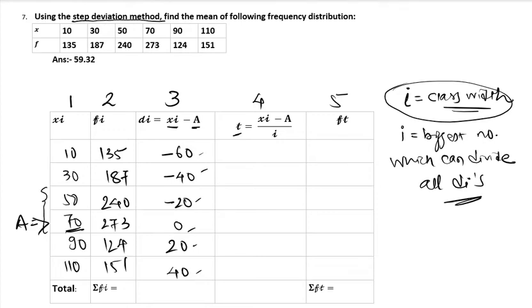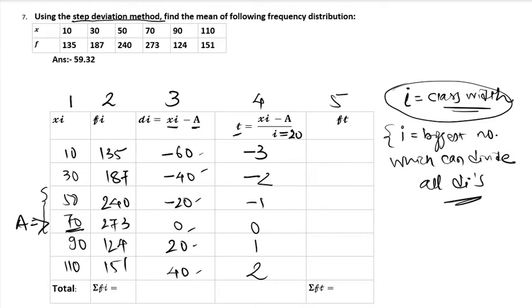So I'm going to take I as 20. So what is minus 60 by 20? Minus 3. So simply I'm dividing di by I. I have just chosen it as the biggest number which can divide all the di's. So minus 60 by 20 is minus 3, minus 40 by 20 is minus 2, minus 20 by 20 is minus 1, 0 by 20 is 0, 20 by 20 is 1, and 40 by 20 is 2.